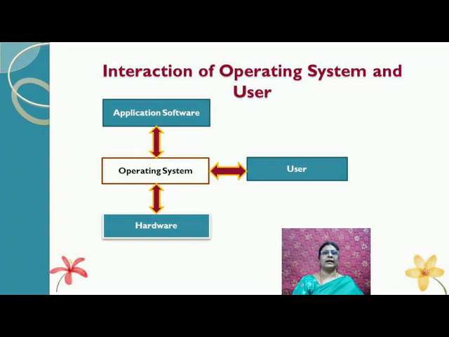Some of the popular operating systems are Windows, Unix and Linux. And mobile devices use Android and iOS as mobile operating systems. As a whole, the operating system interacts with the hardware and application software and also provides a very good interface with the user.